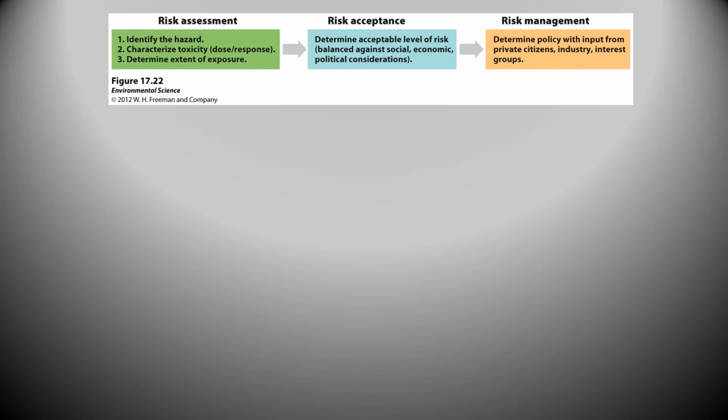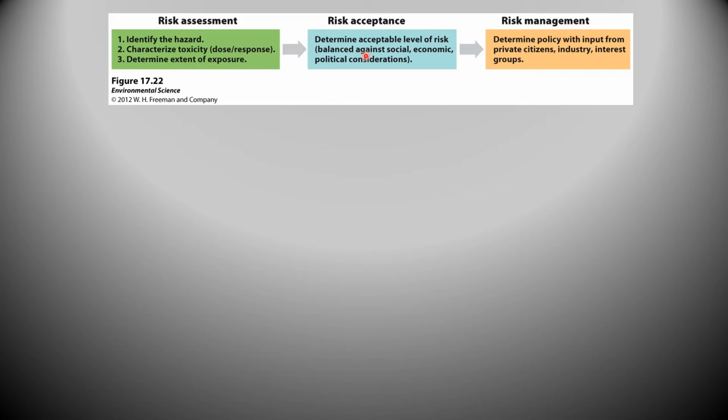Okay, so if we know that something is hazardous at certain doses, and we know it can be harmful to us or to other living things, and it's really hard to get rid of it in our environment, then we have to consider a risk assessment, and then risk acceptance, and then risk management. So there's steps in this. So the risk assessment has to do with that dose response study. That's determining how much of the chemical we can handle being exposed to.